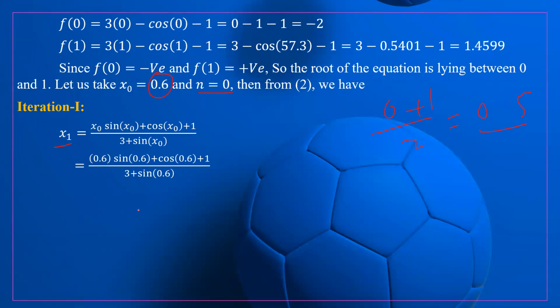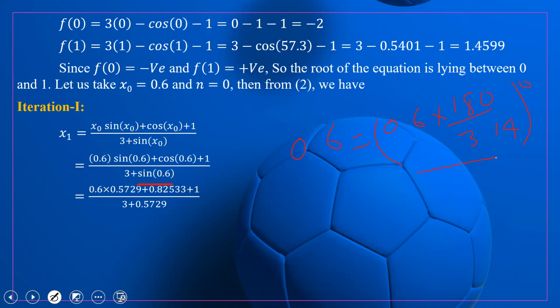This is a very important point: 0.6 is in radians, so we convert it into degrees. This is 0.6 into 180 divided by 3.14, so it will be converted into degrees. We cannot directly find the value of sin 0.6; we first convert into degrees, and then we are able to find its value.